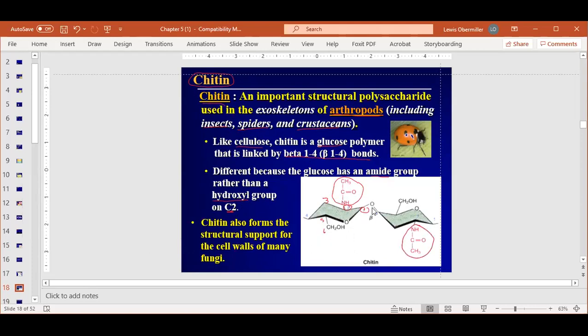And you can see it here. And then this also alternates. So this is up and this is down. And so that makes the structural support for insects like the hard shell of lobsters and crabs and things like that.